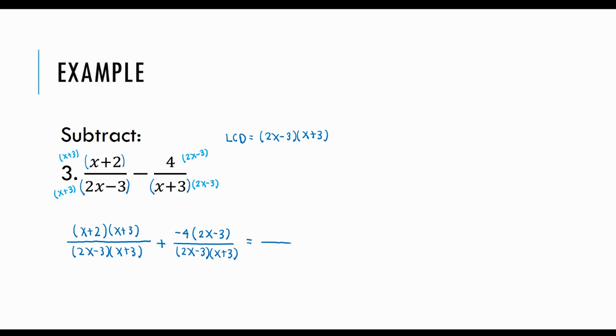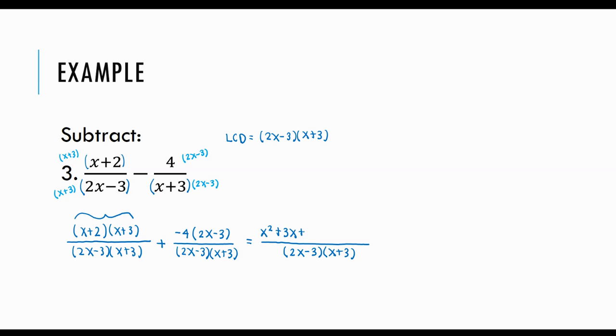Once I have fixed my numerators to match my new denominator, I get to write this as one big fraction. So I get to keep the denominator factored. The numerator, though, I want to combine like terms. And so in order to combine like terms, I do need to multiply things out. So I'm going to multiply out the first numerator. X times x is x squared. X times 3 is 3x.